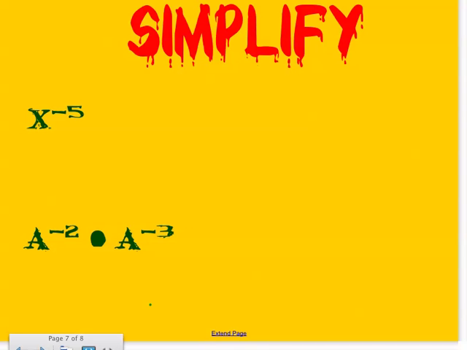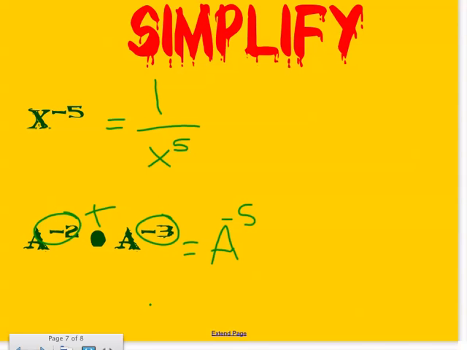All right, so looking at this first one, x to the negative 5th, really that's just 1 over x to the 5th. And there's nothing really else I can do to that because I don't know what x is, so I'm going to leave it just like that. The next one, I'm going to combine them, so that's a to the negative 2 plus negative 3 is negative 5th. So again, I got another negative 5th, so it's 1 over a to the 5th. And I'm going to leave it just like that.